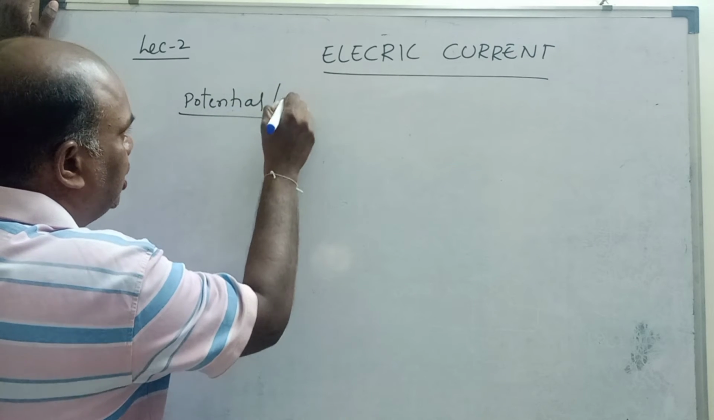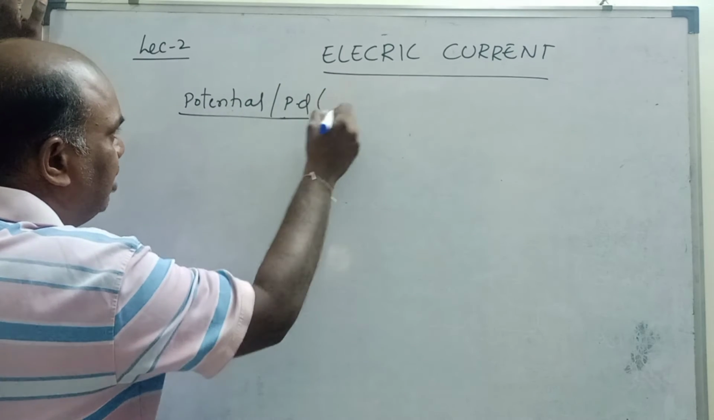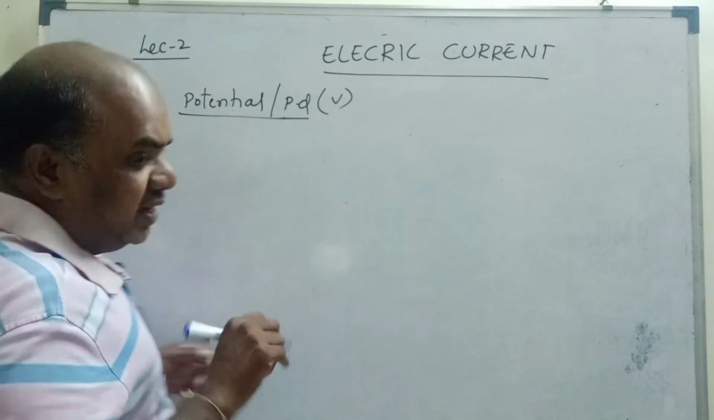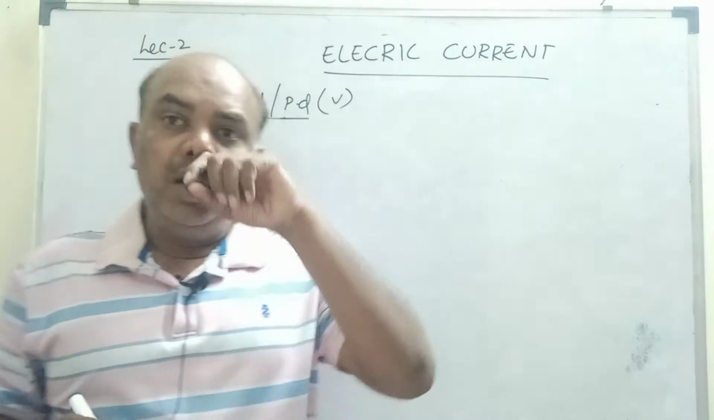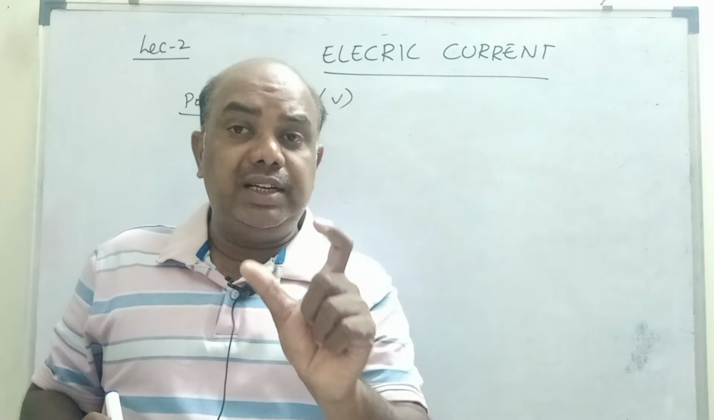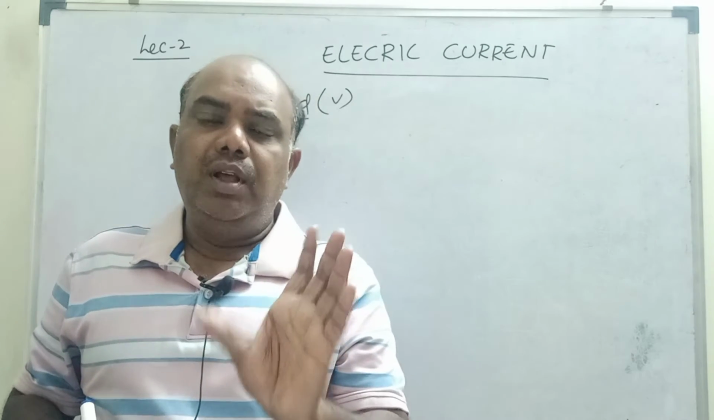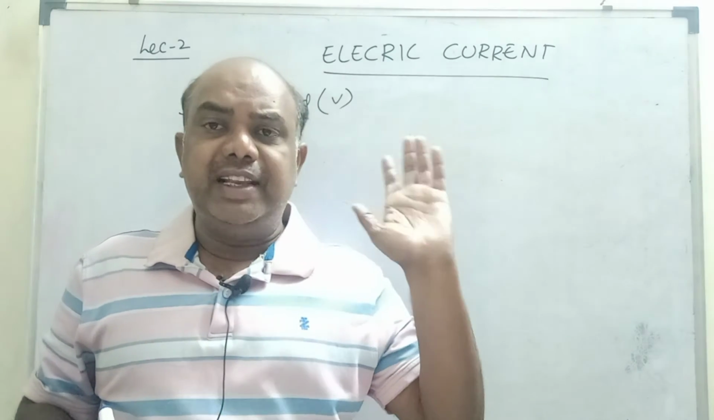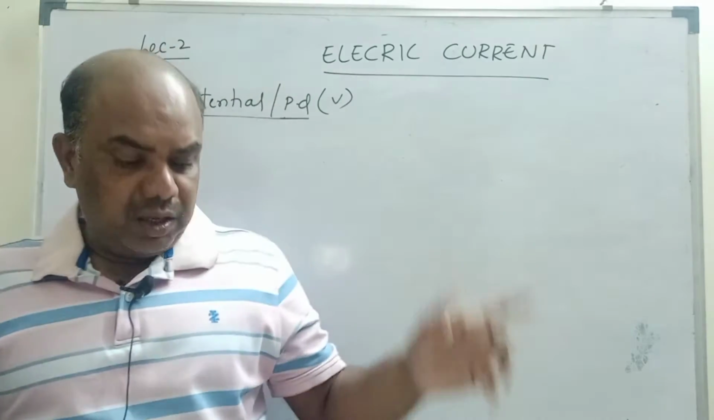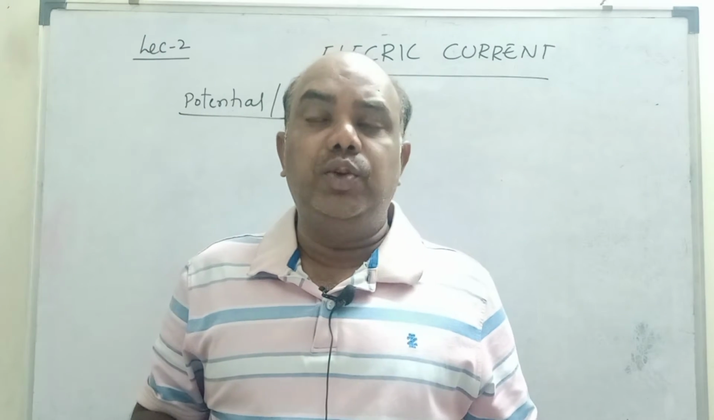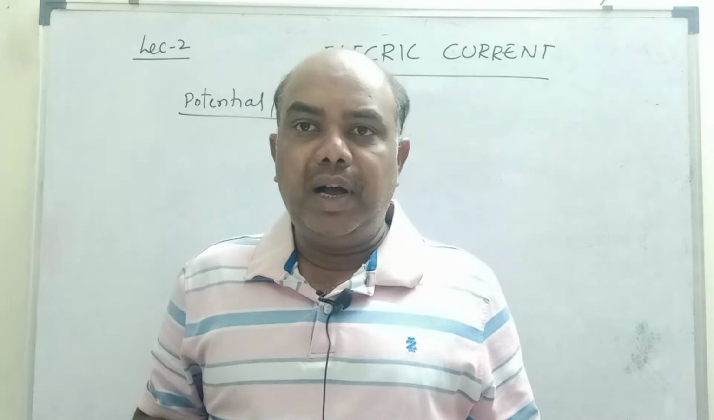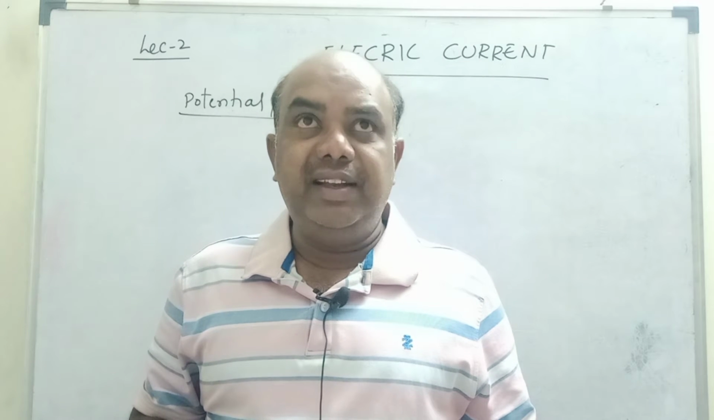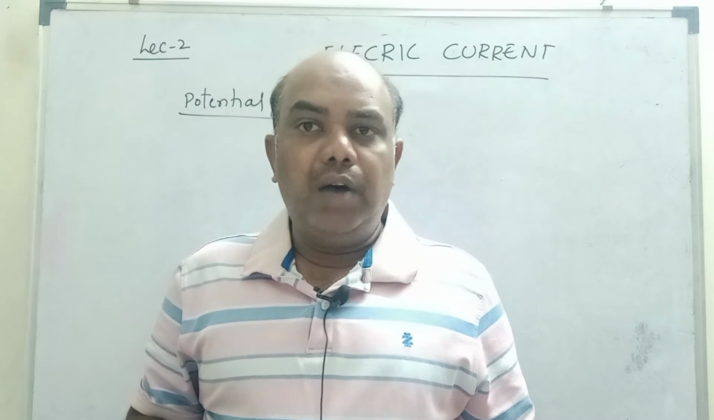Potential difference. Potential we cannot measure, potential difference we can measure. Unit is volt, so it is denoted by V only. Volta, a scientist, first developed the dry cell. Till then liquid cells were used. Now for the first time the dry cell was invented by Volta, the scientist named Volta. So that we are using potential.